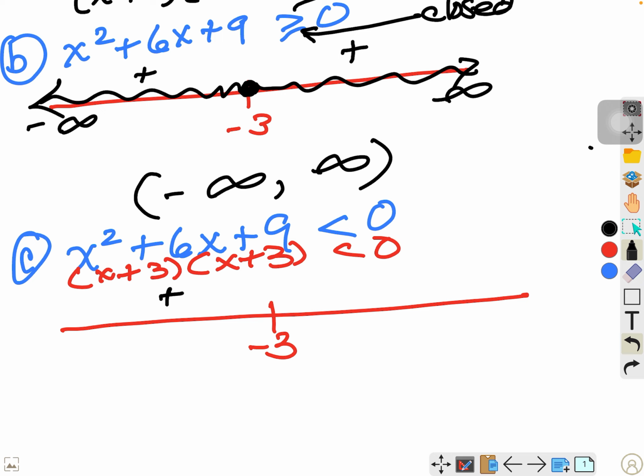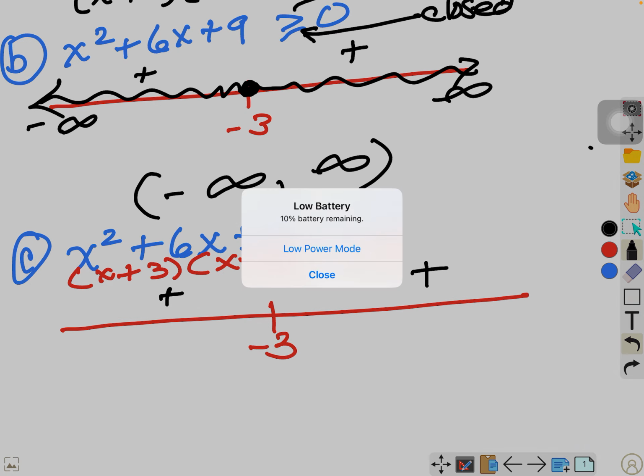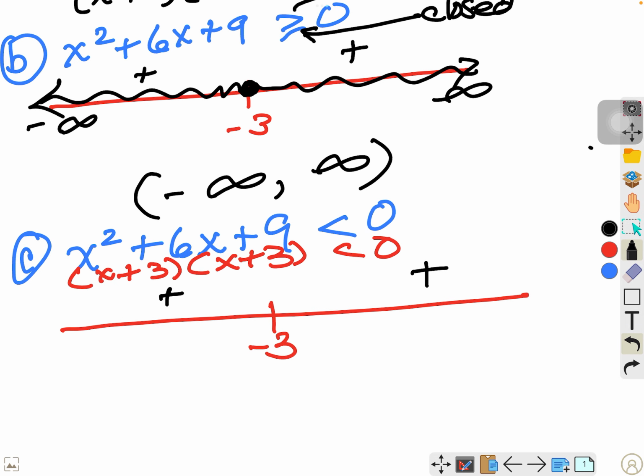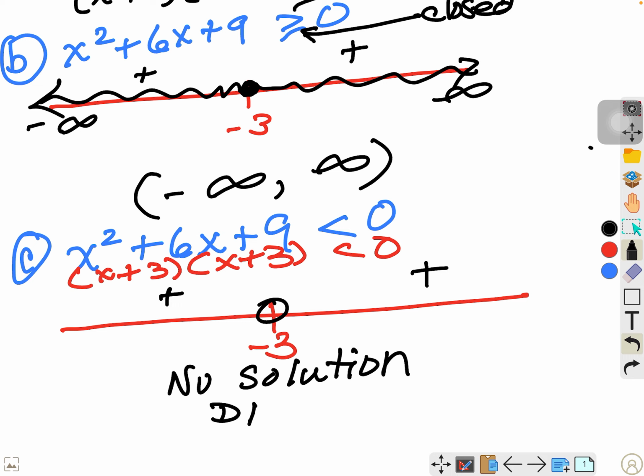We also get both sides are positive. And because there's not an equal to present, we don't get to include our endpoint. And we don't get to shade anything, not our endpoint and neither side of the endpoint. So there is no real solution here. No solution. And in the computer program, you might also indicate does not exist. The solution does not exist.